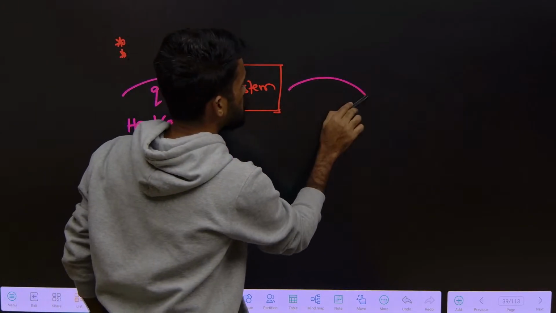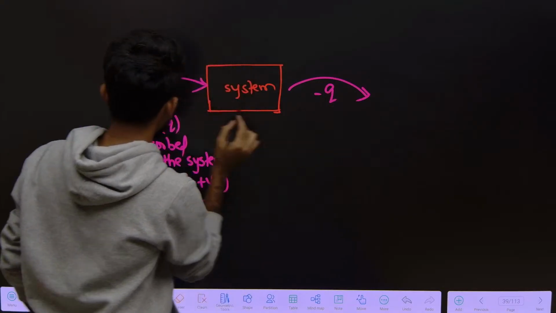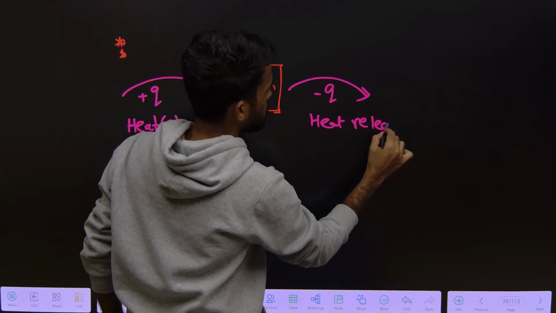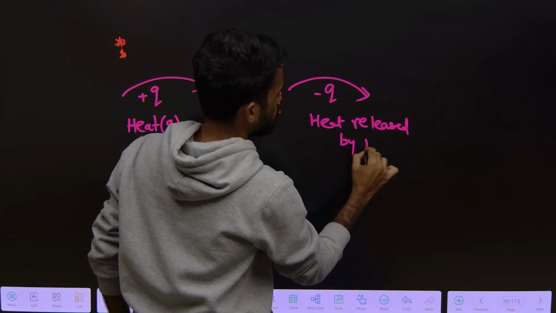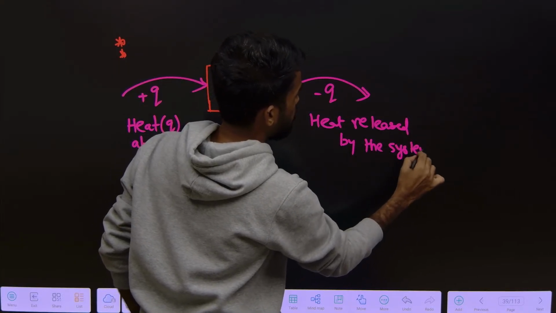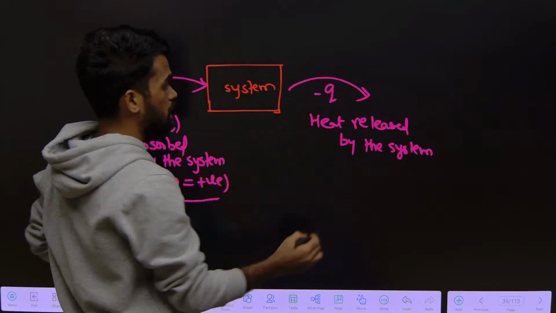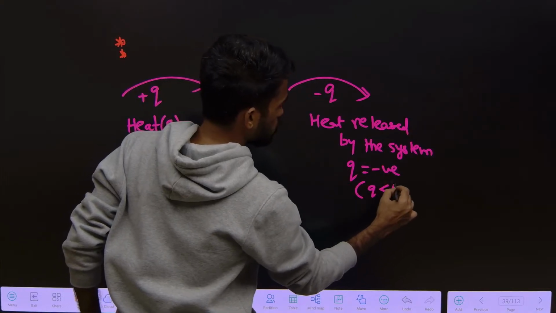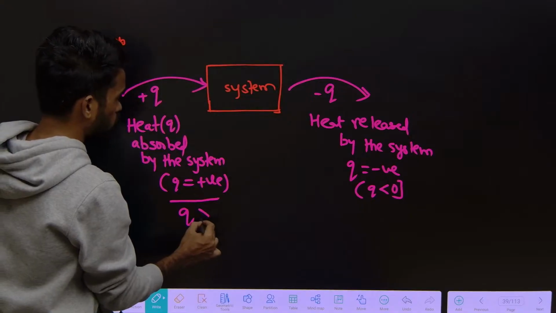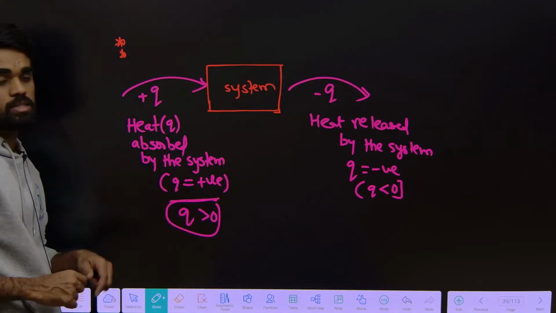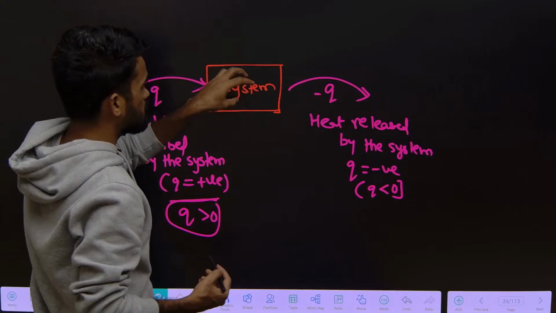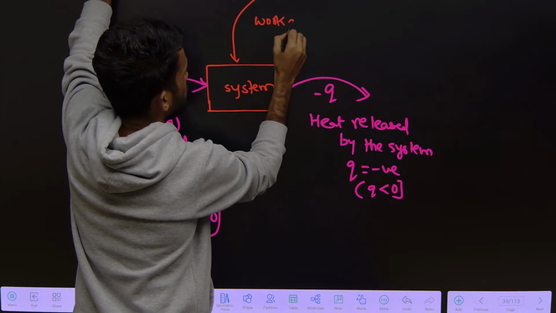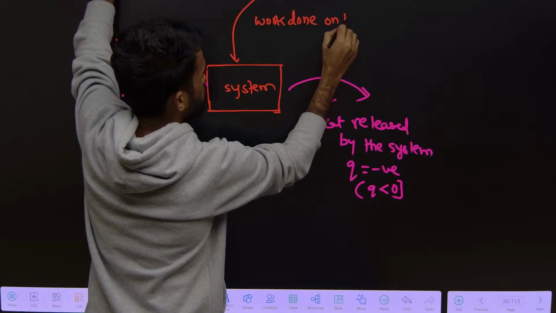Now if the system is releasing some heat, so minus, okay, it is plus. So heat released by the system means heat is coming out of the system. So you indicate that with a negative symbol, that is Q will be negative, Q is less than 0 here. And here Q is absorbed, Q is greater than 0. You can understand in this way. Now one more thing: if this is a system, we are doing some work on the system. So work done on the system.